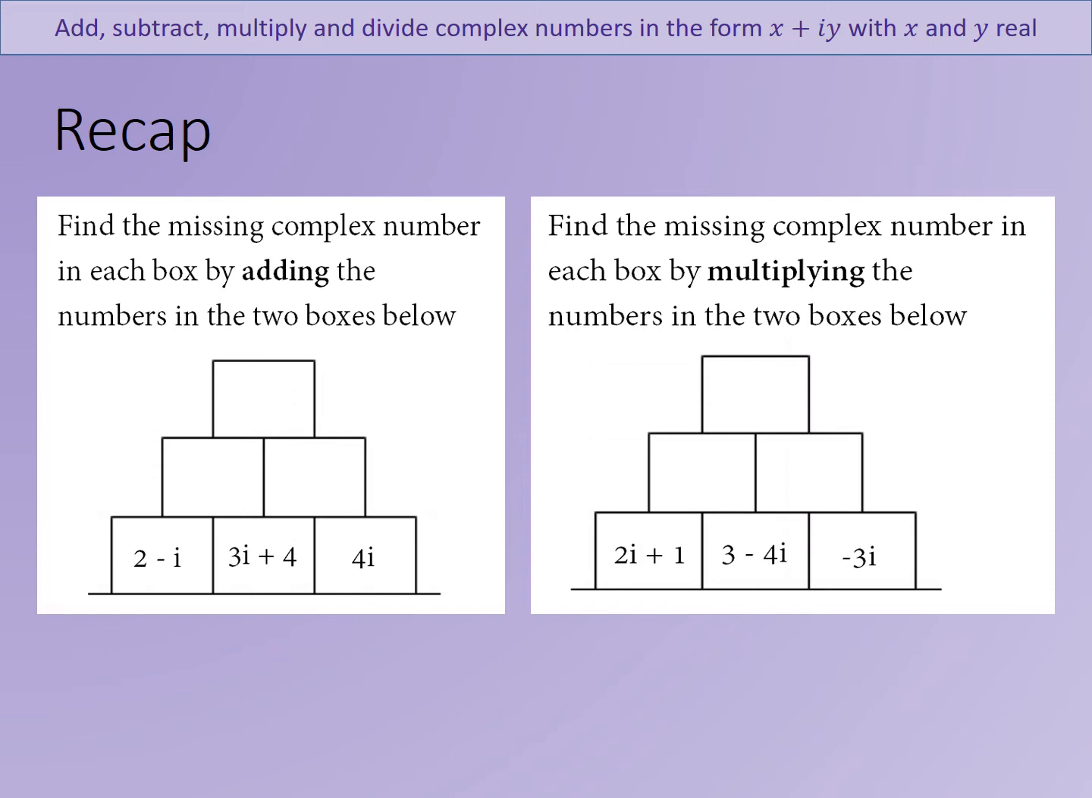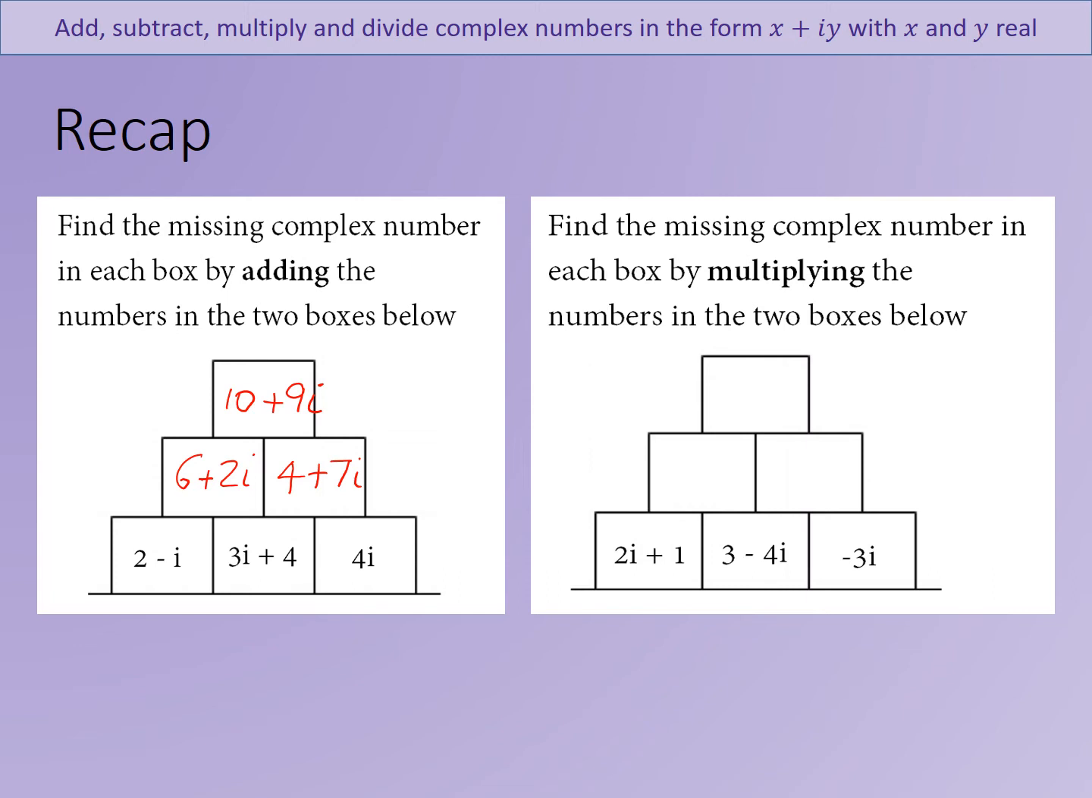Okay, let's take a look at adding first of all. So we are adding together these two at the bottom, here and here. And that will give us 6 plus 2i. And over on the right we have 4 plus 7i. And adding these two gives us 10 plus 9i.